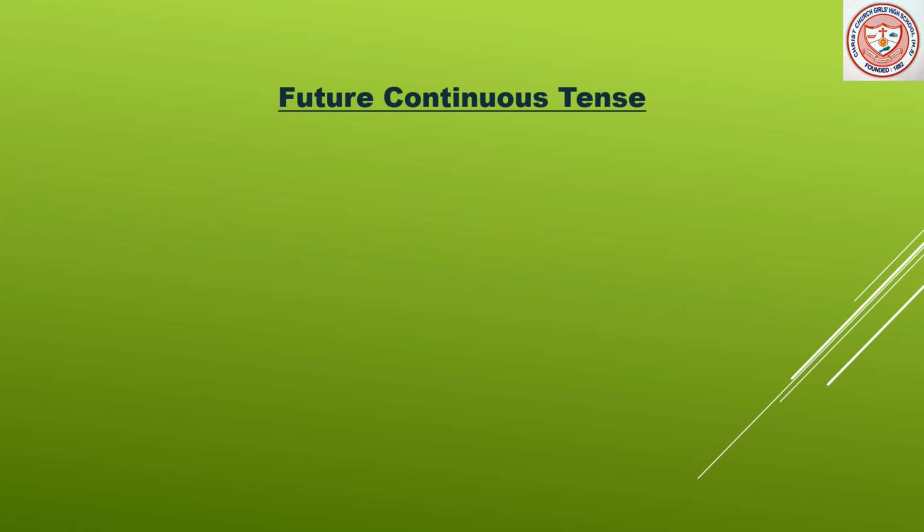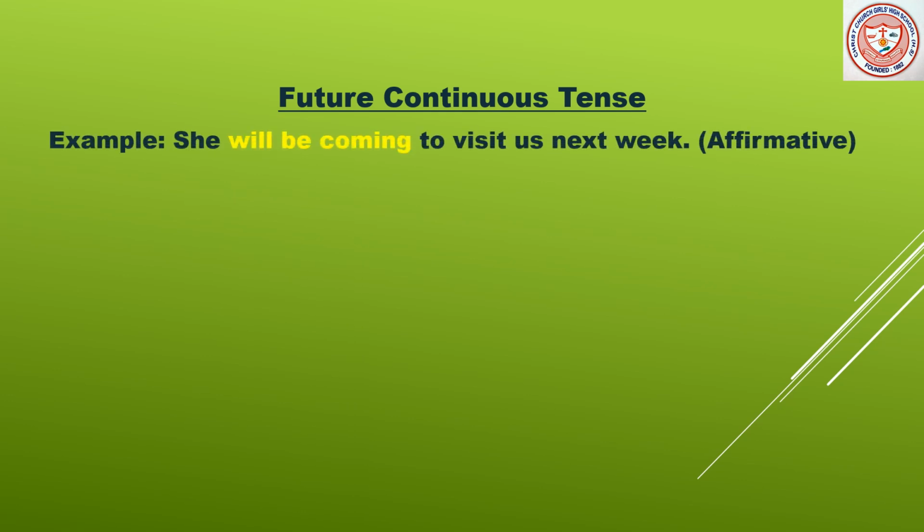The future continuous tense is a verb tense that indicates that something will occur in the future and continue for an expected length of time. Example: she will be coming to visit us next week. Here we have used this tense to talk about an action in the future which is expected to happen in the normal course of things, and this is an affirmative one.